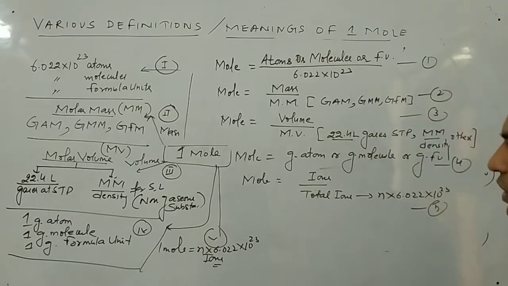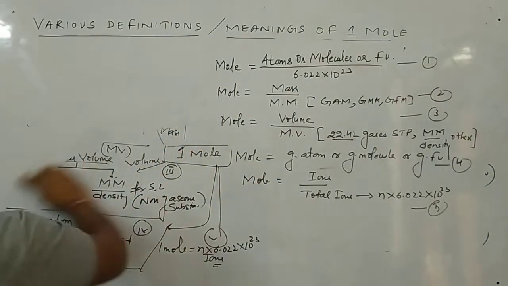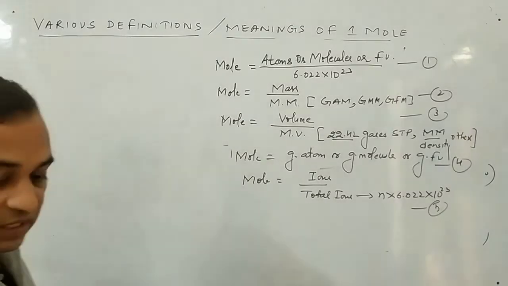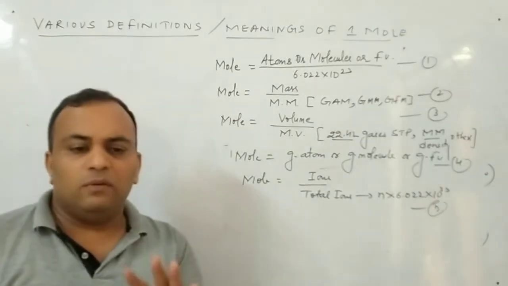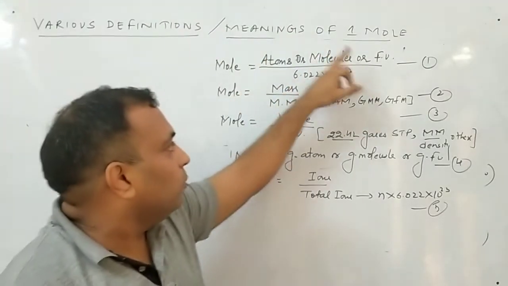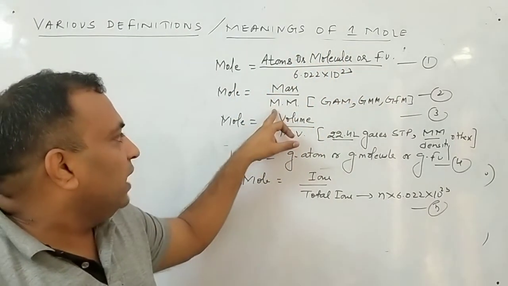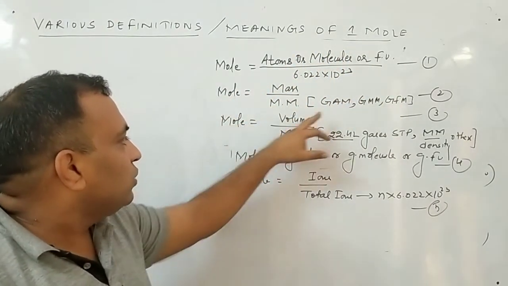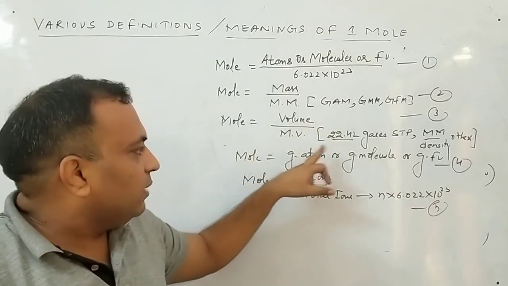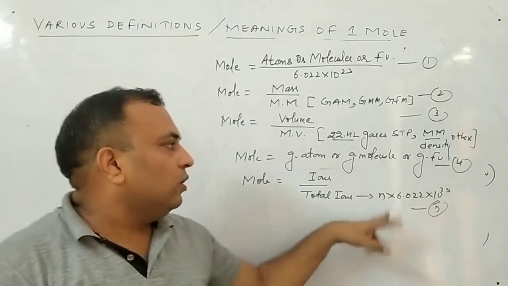What are the formulas? Just see. But I'll rub out this one first because this one is finished for me now. But these formulas you have to understand and learn thoroughly, then you are able to calculate the numerical. First, mole equals atoms or molecules or formula unit upon Avogadro number. Mole is equal to mass upon molar mass. Mole equals volume upon molar volume. Mole is equal to gram atom or gram molecule or gram formula unit. Mole equals ions upon total ions.